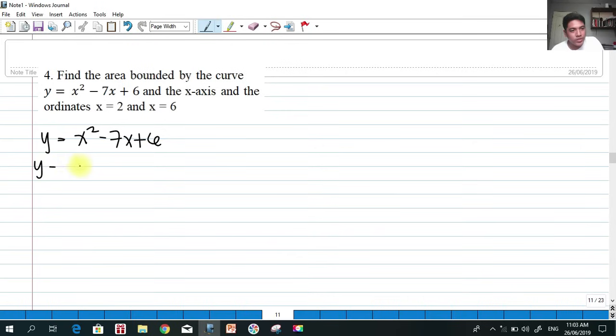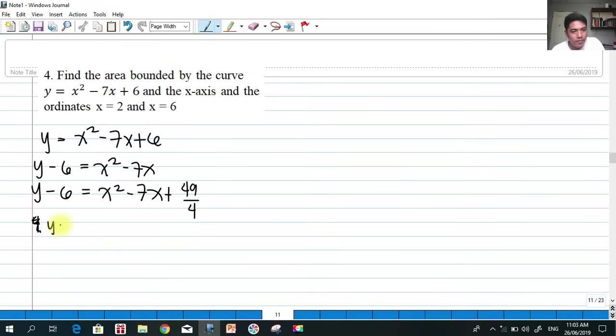So we can transpose 6 on the other side. So we have x squared minus 7x. Okay, so again, we have to complete the square. X squared minus 7x: 7 divided by 2 is 7 over 2. Okay, and we square that, so that must be plus 49 over 4. So if we add here, we have y minus 6 plus 49 over 4. Okay, and then we'll be having x minus 7 halves.